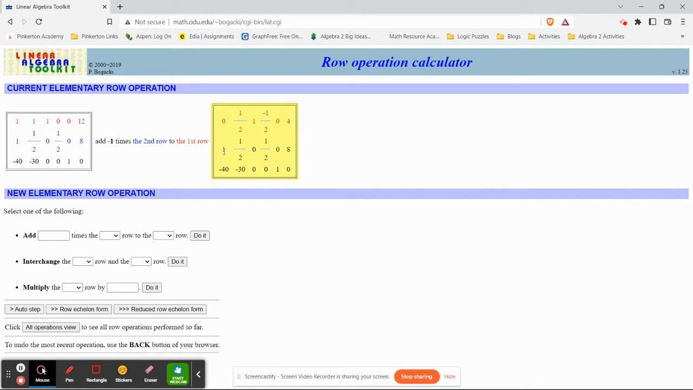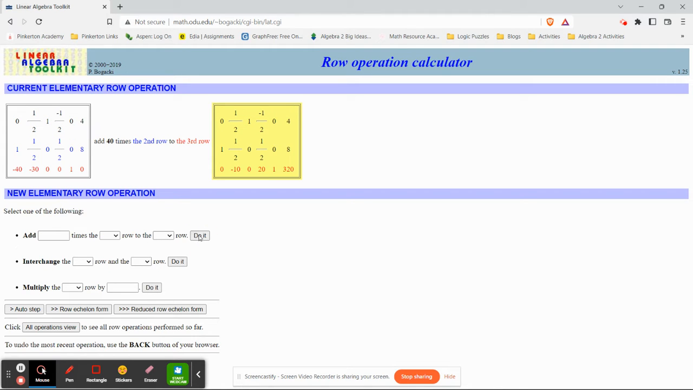All right, and then from here, we're going to do the same thing with this bottom row. So I'm going to have to multiply row 2 by +40 and then add it to the bottom row. So I'm going to add +40 times the second row to the third row and click do it. Okay, so this is the matrix that it was right before I clicked that. Here's my new matrix.